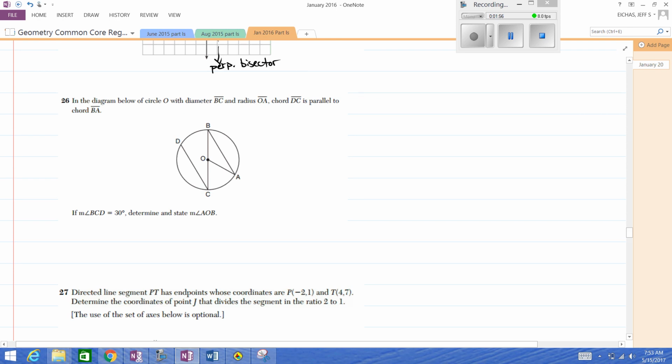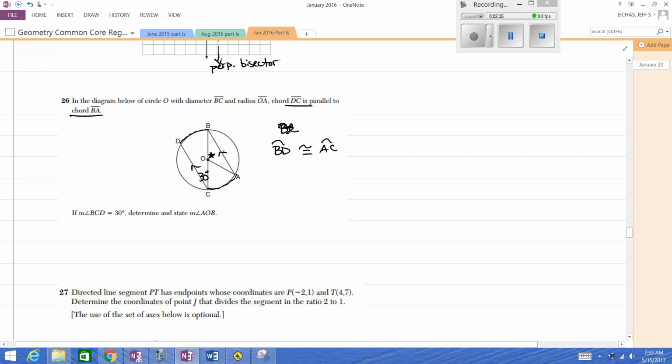Let's see, parallel, okay. So this is when chords are parallel in a circle, the arcs that they cut off are congruent. So arc BD is congruent to arc AC, if we ever need that. All right, it says if the measure of angle BCD is 30 degrees, we want the measure of AOB. So we want this one right here. That's the angle we want.